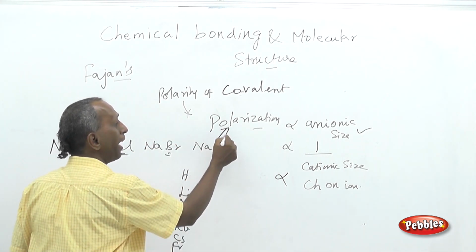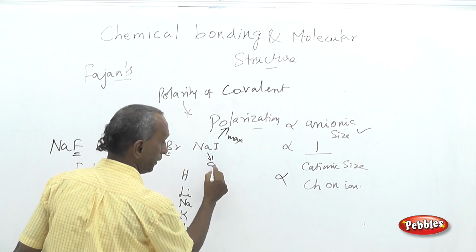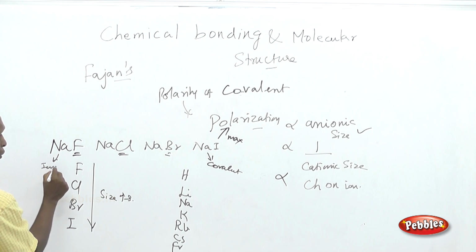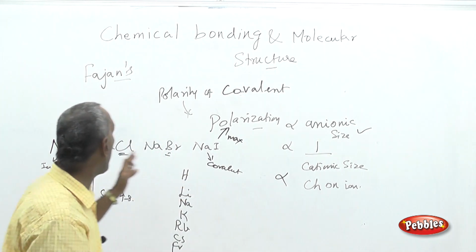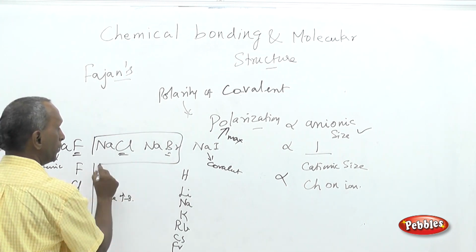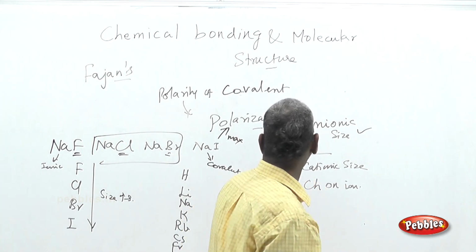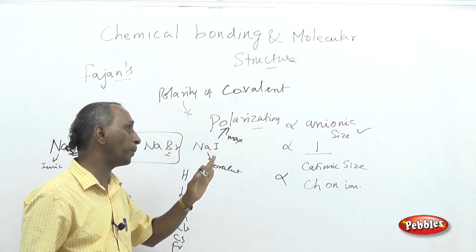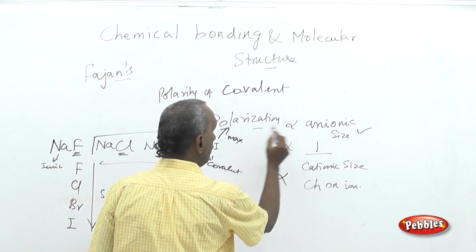So, sodium iodide is maximum polarized, and maximum polarized means it is maximum covalent. Sodium fluoride is minimum polarized, or most ionic. So, in this combination, sodium fluoride is the most ionic compound, and ionic character decreases from sodium fluoride onwards. Between the two, they are of competitive covalent and ionic characteristics: most ionic with respect to sodium fluoride, most covalent with respect to sodium iodide. This we have compared with respect to the anion.